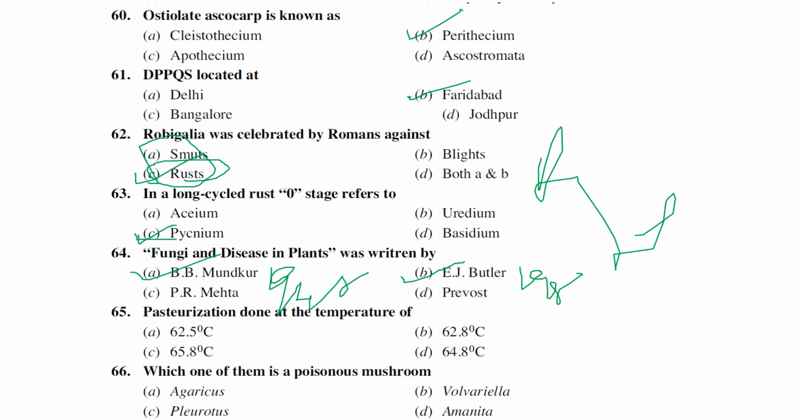Pasteurization temperature for milk. Generally, I might have mentioned this for milk, right? Because the sterilization temperature, pasteurization temperature may vary with drinks, but generally it's 62.8.